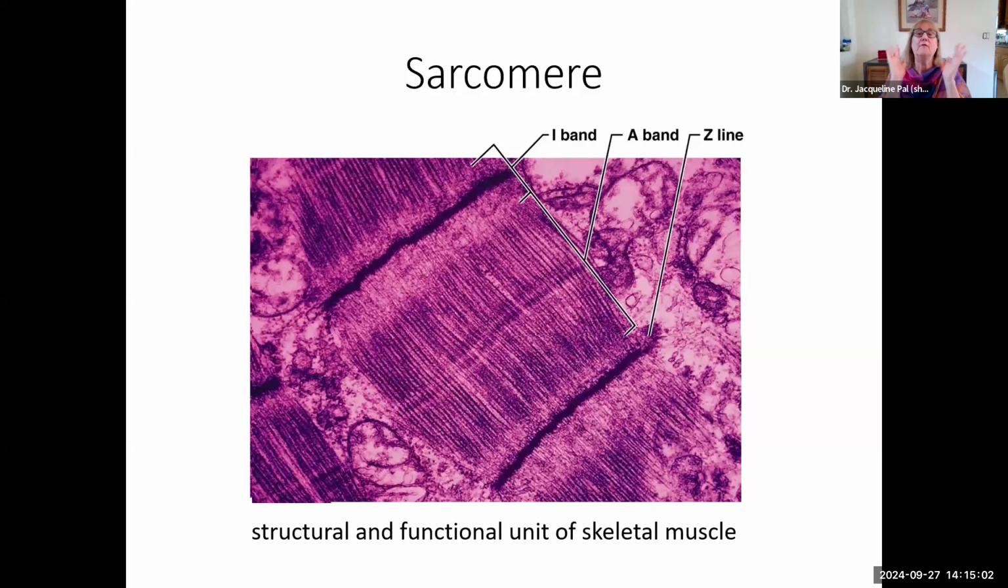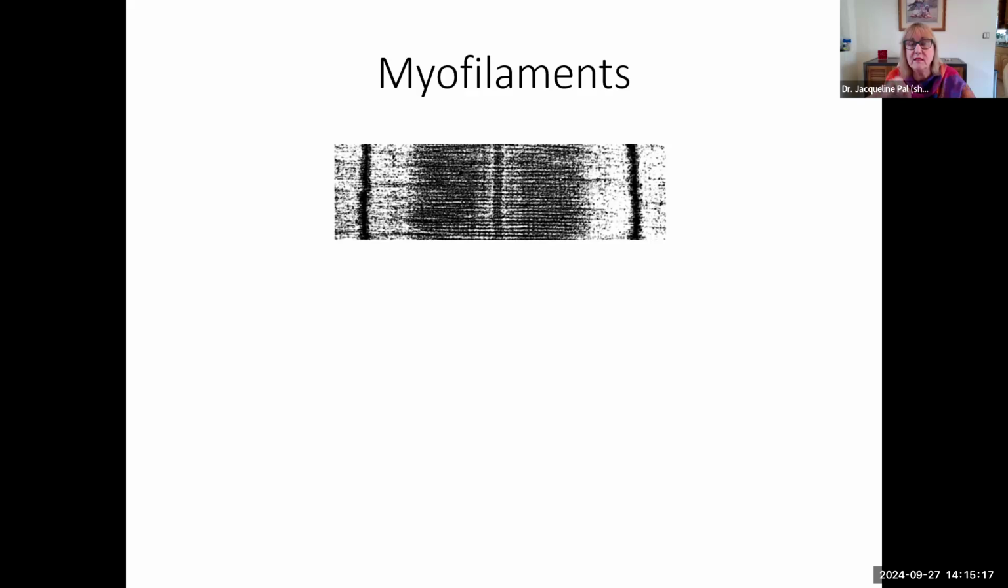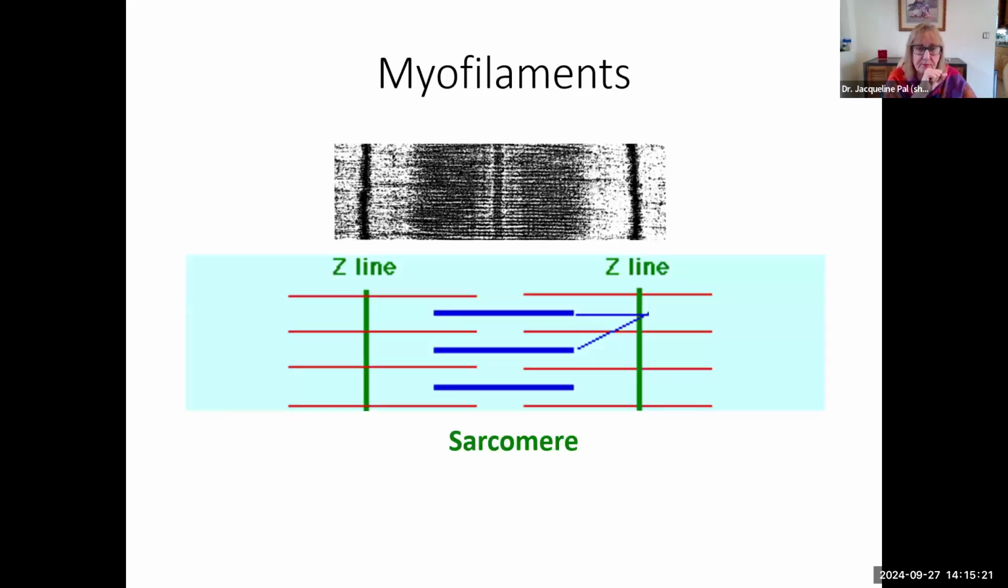This is where stuff is going to happen. So let's learn about the microanatomy of this sarcomere. And for that, we need to learn about a couple of contractile proteins, which are known as myofilaments. So filaments are proteins, myo in the muscle.